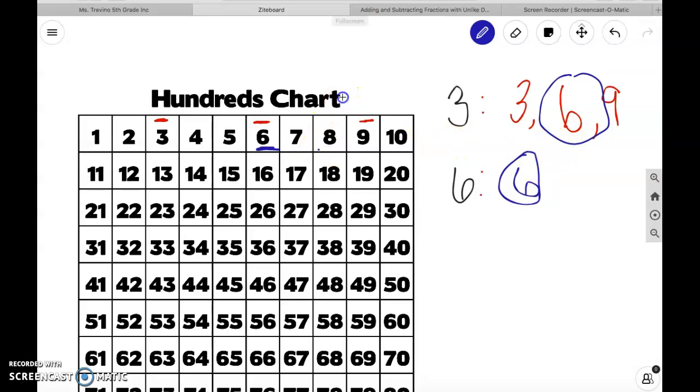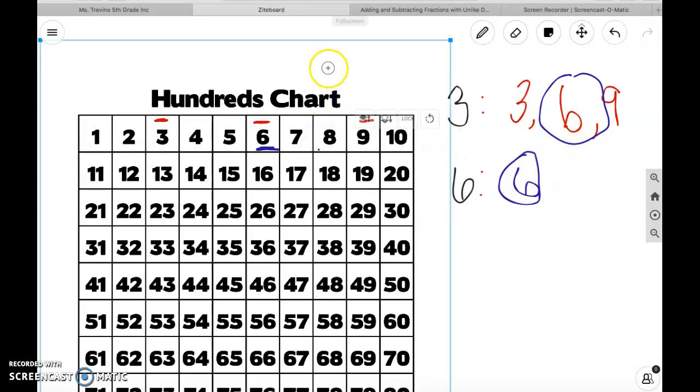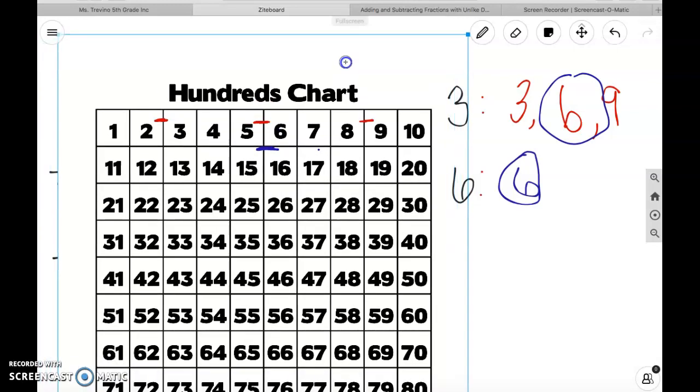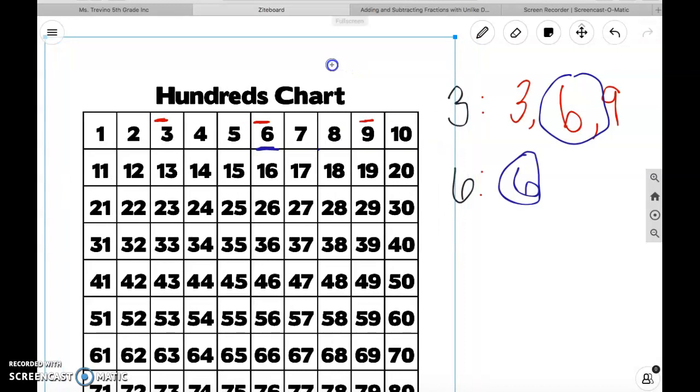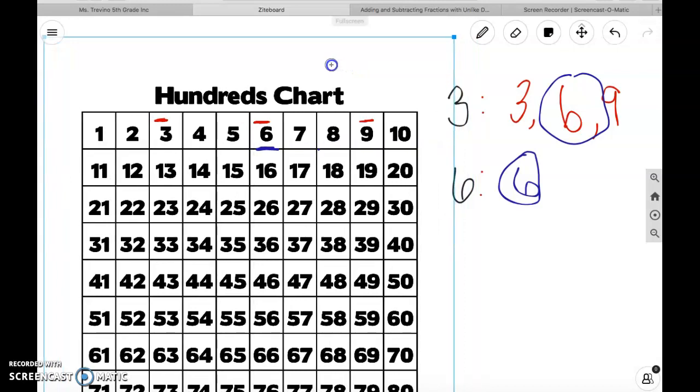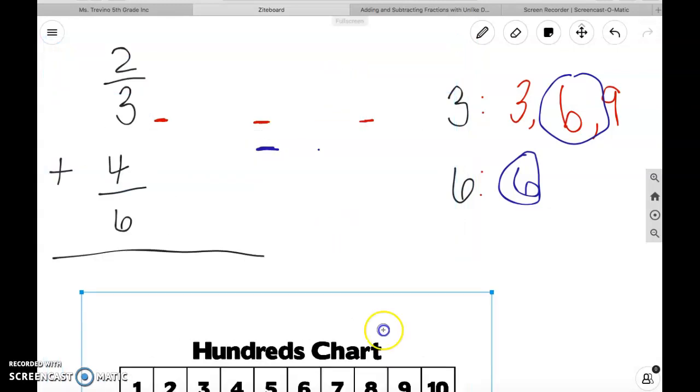Okay, so I'm going to go ahead and move the hundreds chart out of the way. So use your hundreds chart. If you took your green folder home, you should have it. And if not, then there's one in our class, in our Google Classroom, that I'll show you how to get to in a little bit.